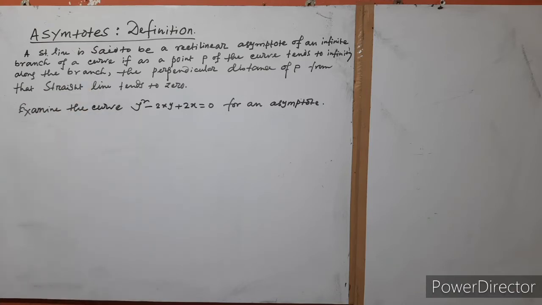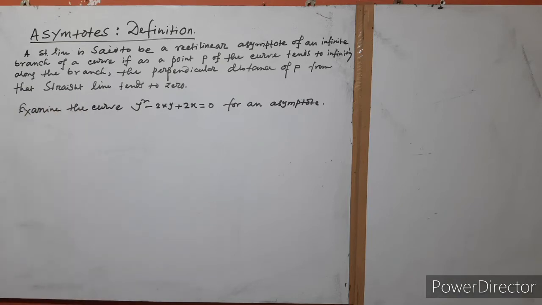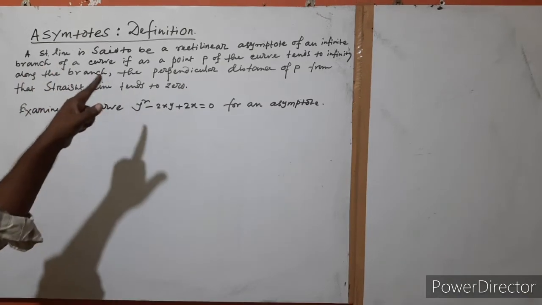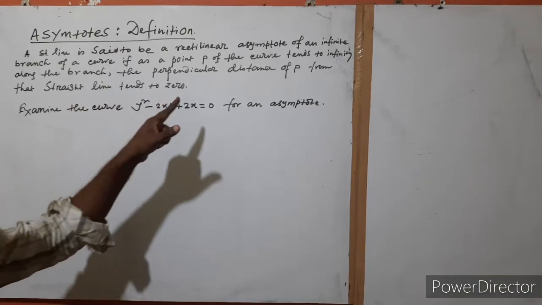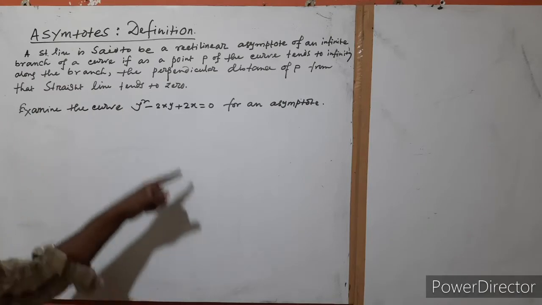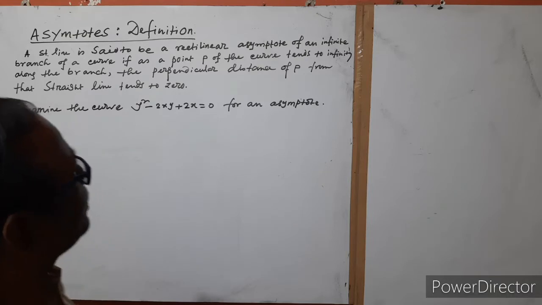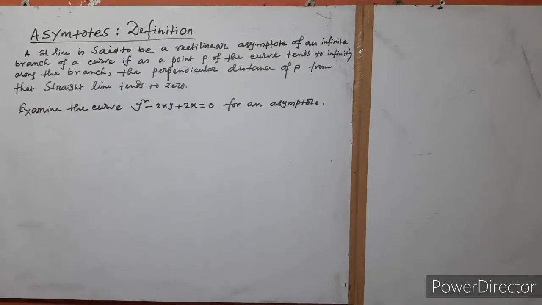point P of the curve tends to infinity along the branch, the perpendicular distance of P from that straight line tends to 0. Again I repeat, a straight line is said to be a rectilinear asymptote of an infinite branch of the curve if, as the point P of the curve tends to infinity along the branch, the perpendicular distance of P from that straight line tends to 0.